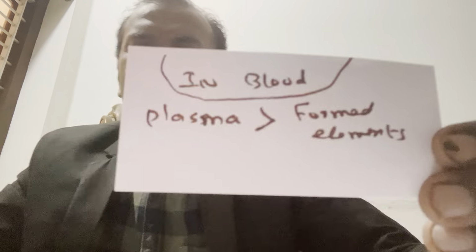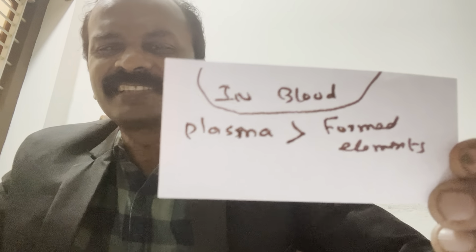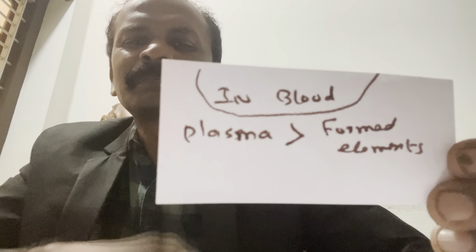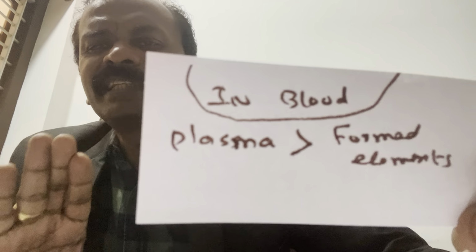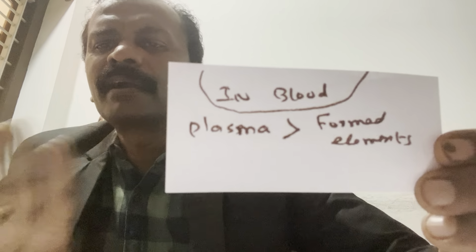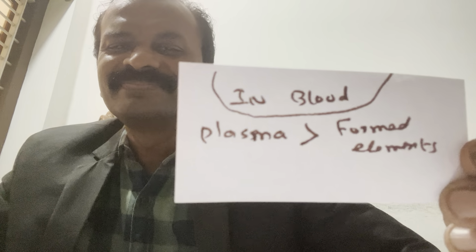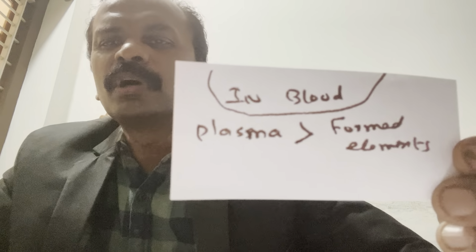See, these are all rank deciding MCQs. I am expecting this MCQ next year. In blood, plasma is more than formed elements. If you want to know this answer, you must know the percentage of plasma and you must know the formed elements. Otherwise, it will be a wrong answer for you. In blood, plasma is greater than formed elements. True or false?